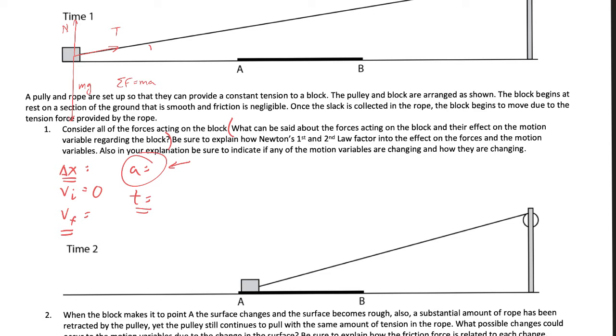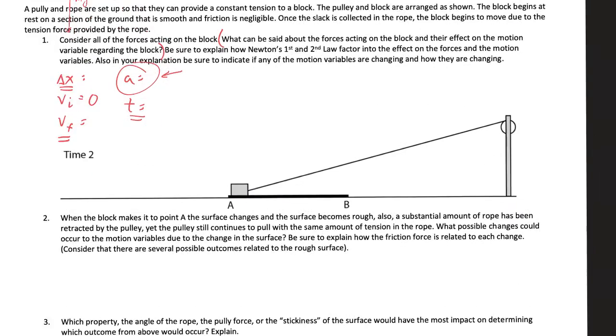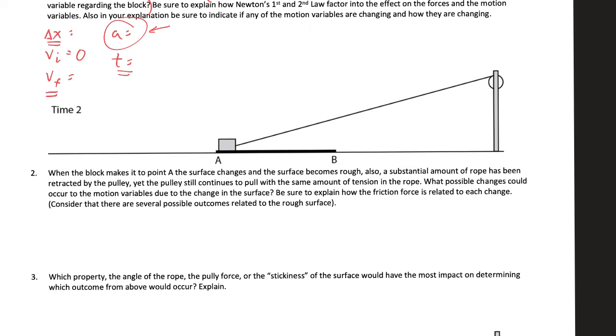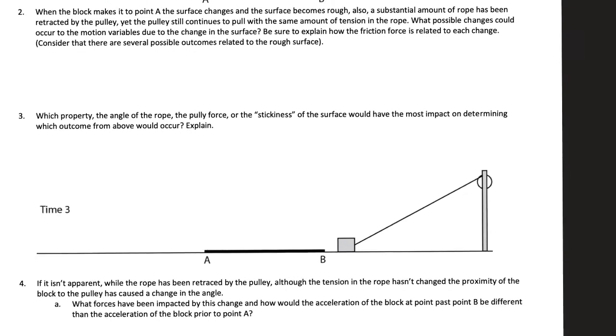Now, would you like me to keep going? All right. When the block makes it to point A, the surface changes and the surface becomes rough. Also, a substantial amount of rope has been retracted by the pulley, yet the pulley still continues to pull with the same amount of tension in the rope. That's probably important.